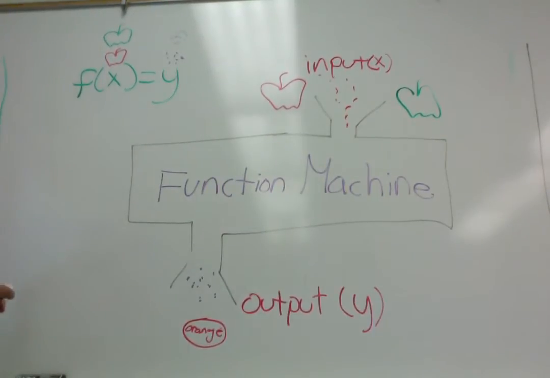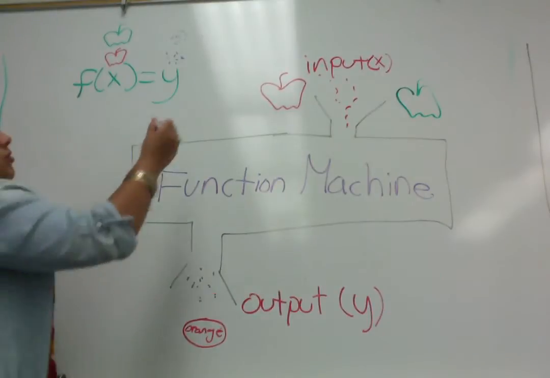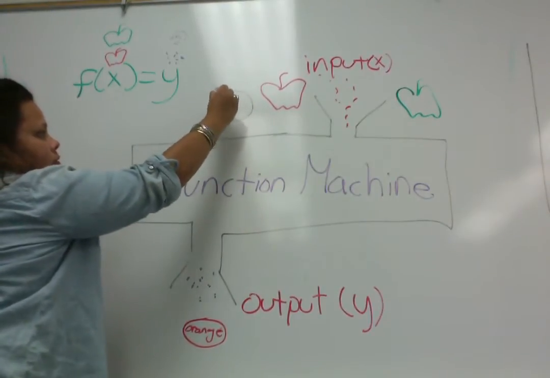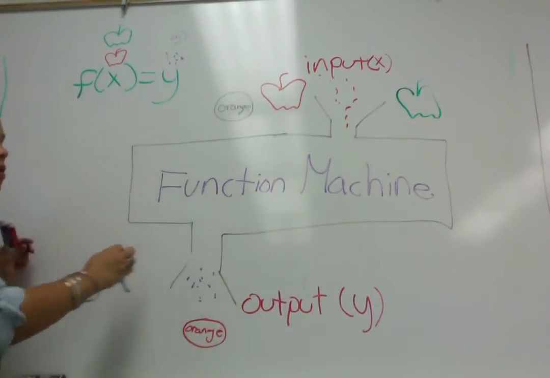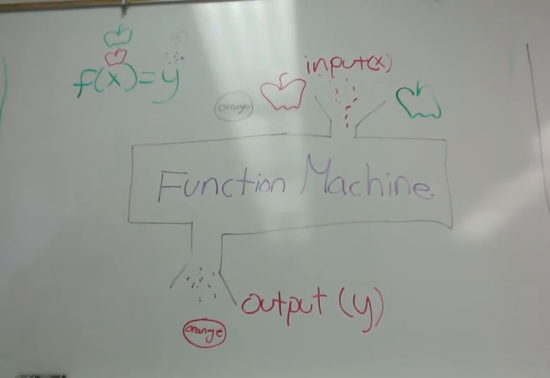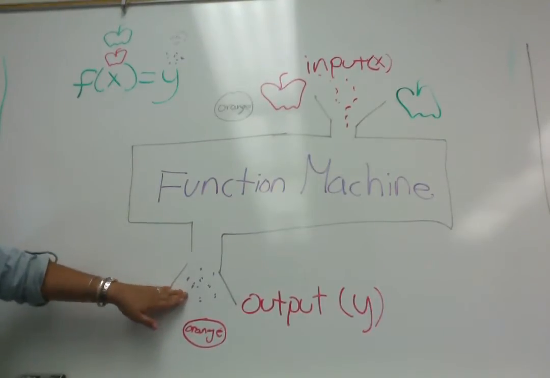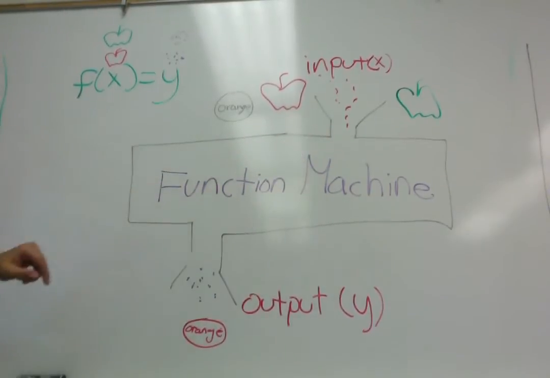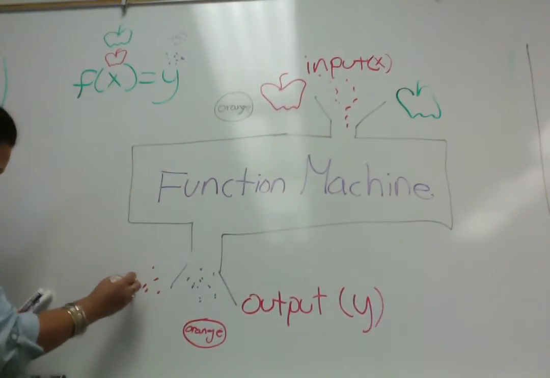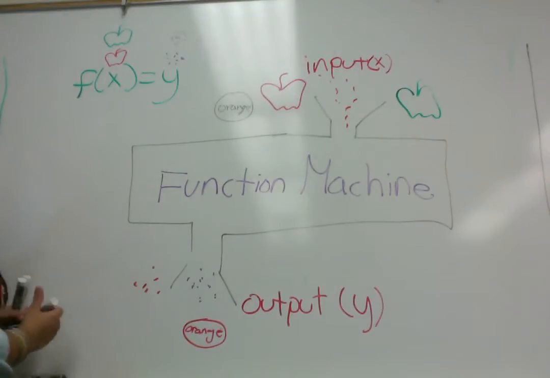How about if I have an orange? The same example we've been using. If I put in an orange, I can also get out seeds. It is okay to have the same output for different inputs. But it is not okay to have different outputs for the same input. It is not okay.